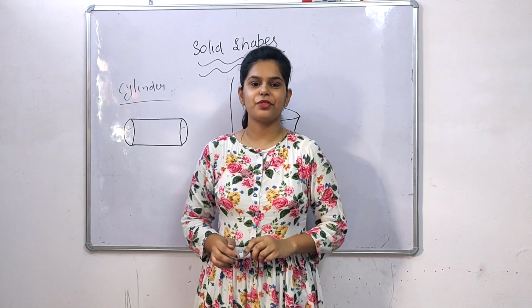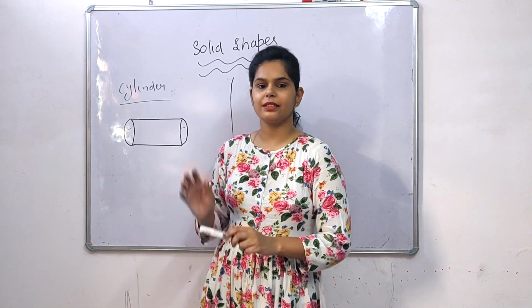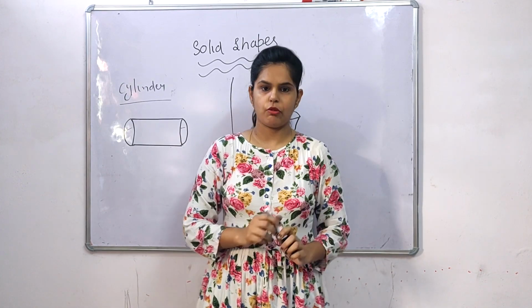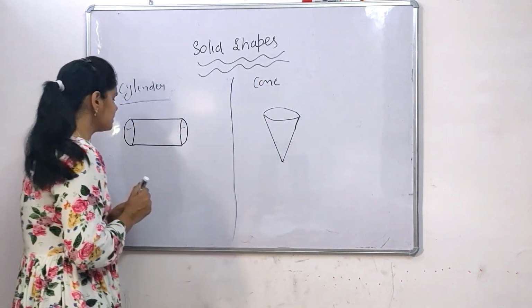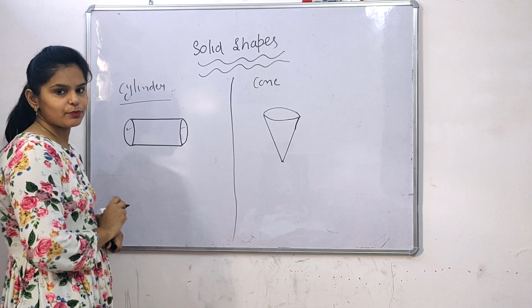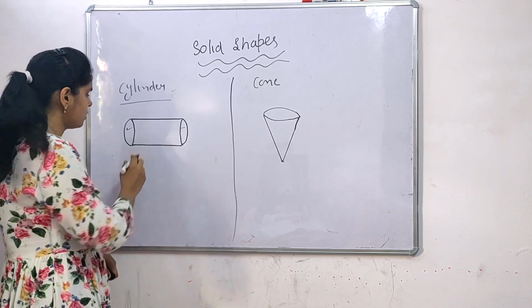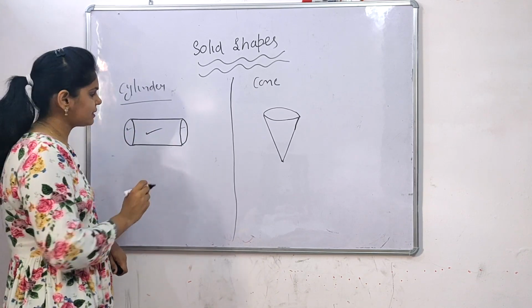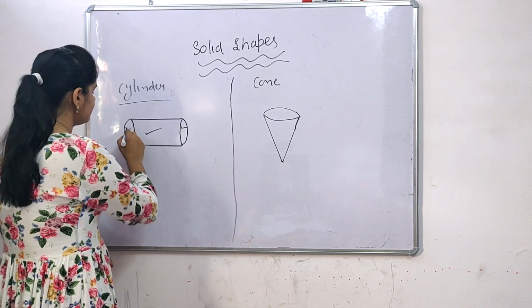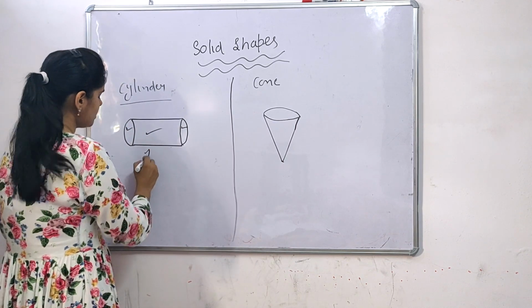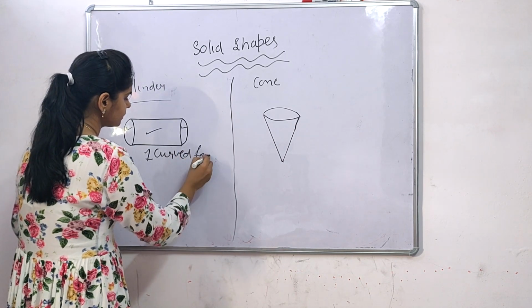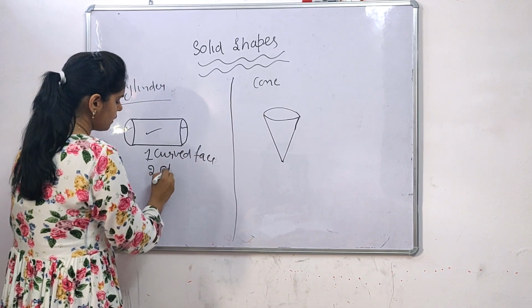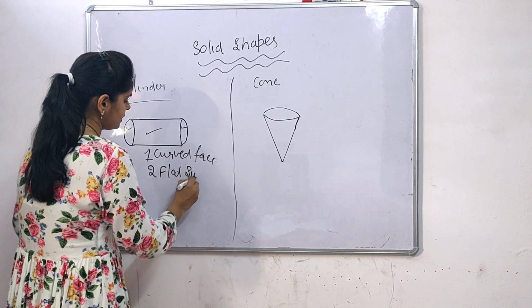The next shape is cylinder and cone. Firstly we will discuss cylinder. What is cylinder? This figure is of cylinder. How many faces are there? One is this curved face and 2 these flat faces. So one is curved face and 2 flat surfaces.